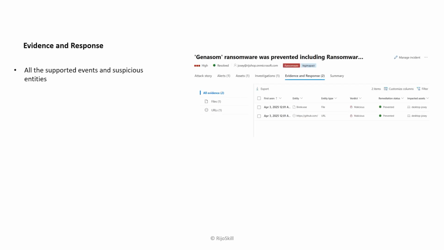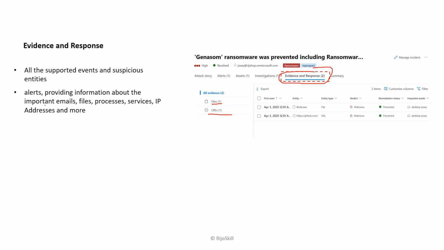So next one, evidence and response. All the supporting evidence and suspicious entities. So here you can see evidence and response. How will this attack be affected for this one? So files and URL.